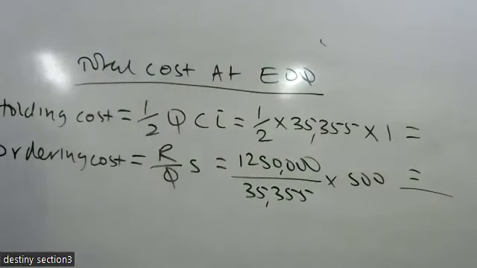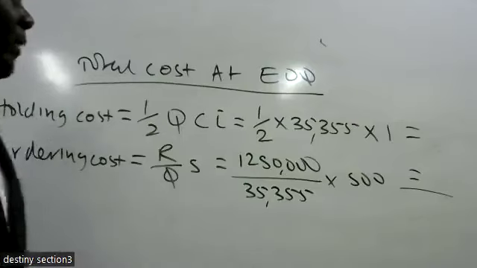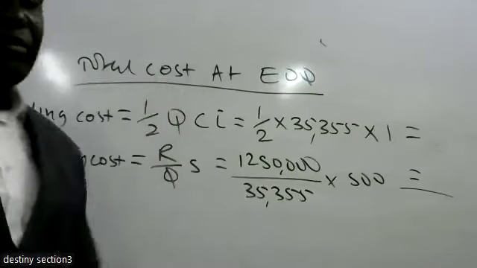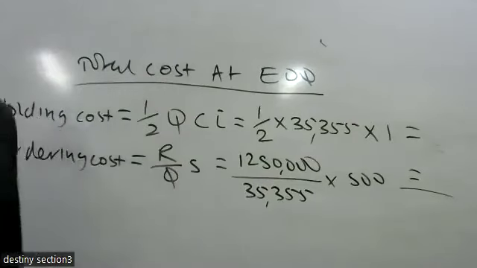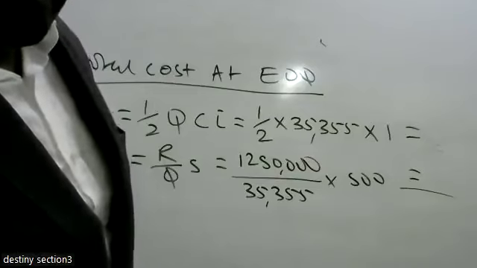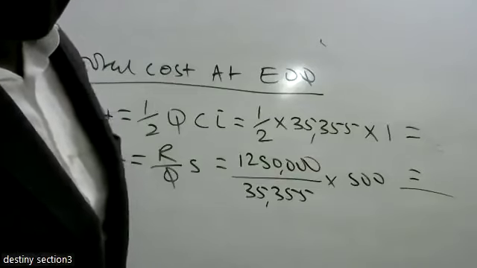So get the savings. To get the savings, compare the cost we have calculated, what they have been ordering, against this one. So get the savings by comparing the two costs.